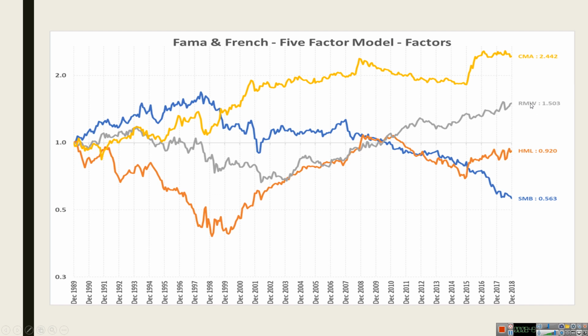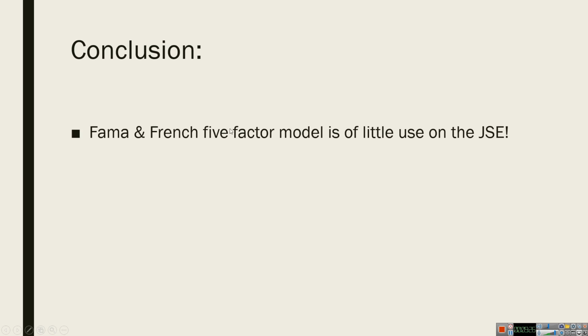So here's robust minus weak. You can see that companies which had higher profit margins did better, and then they didn't, and then they did. And so it's very inconsistent. You can't really call these patterns styles. They're not consistent factors, really. The only one which has any possibility of being maybe a constant kind of slope here is the conservative minus aggressive. This is the capex one. But even then you can see, well, for about the last 10, 12 years, it did nothing. And so having looked at all of this, we conclude as follows, that the Fama-French 5-factor model is of little use on the JSE.